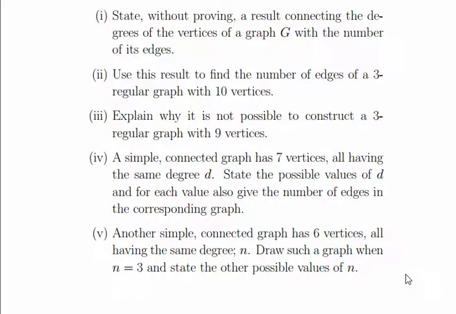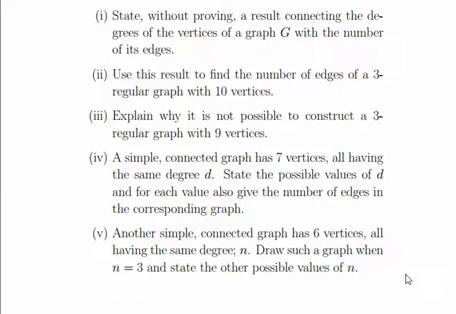Okay, so what we're going to do here is I'm going to do the first three together. State without proving a result connecting the degrees of the vertices of a graph G with the number of its edges. Use this result to find the number of edges of a 3-regular graph with 10 vertices and explain why it is not possible to construct a 3-regular graph with 9 vertices.